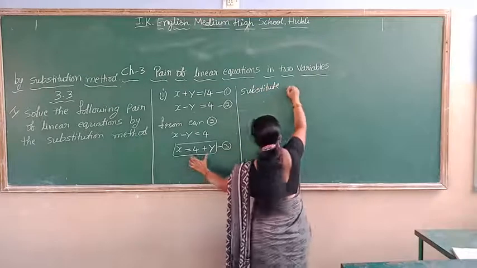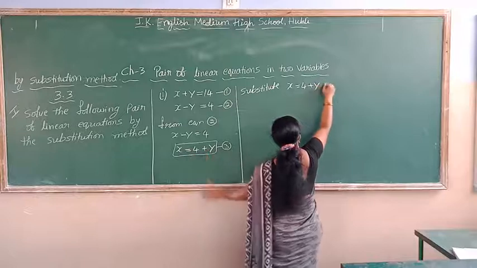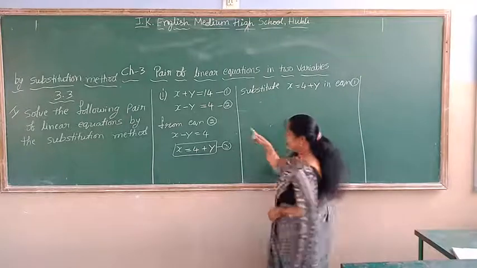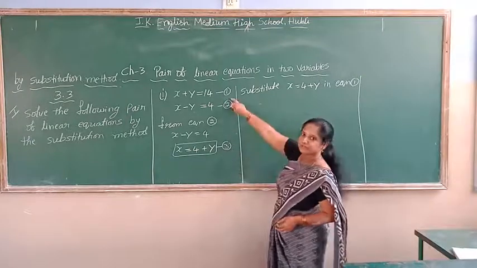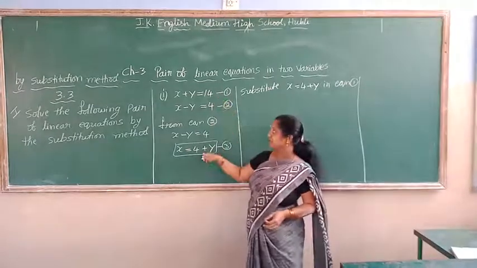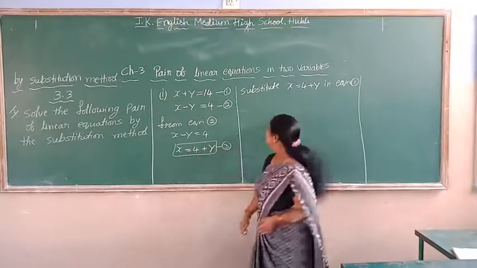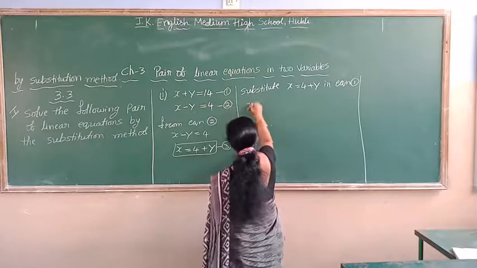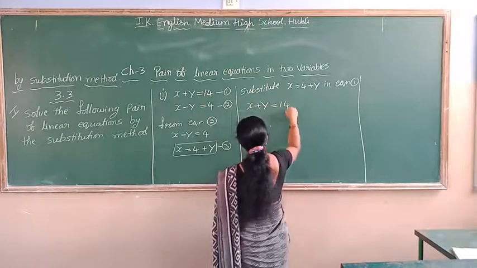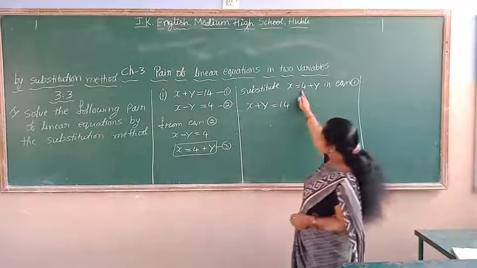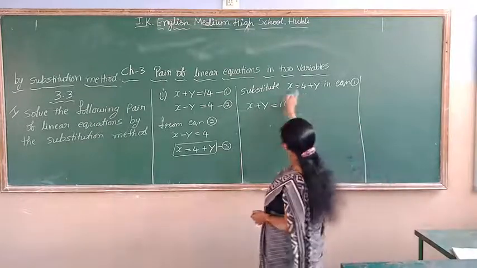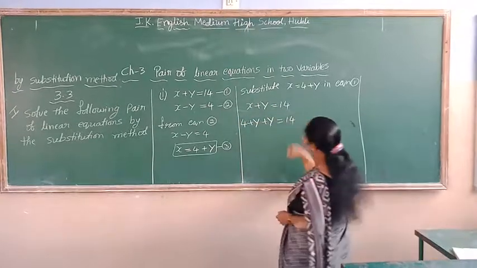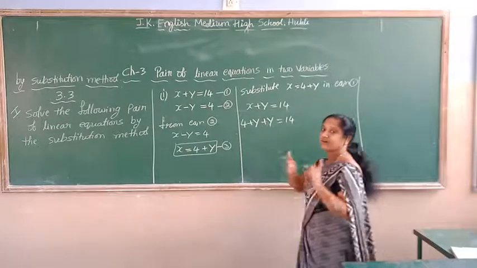Substitute x is equal to 4 plus y in equation 1. I have taken equation 2 to do it this way, so I have to substitute in equation 1. If you have taken equation 1 to do it this way, you have to substitute in equation 2, children. So now I am substituting in equation 1. Equation 1 is x plus y is equal to 14. I have to substitute x is equal to 4 plus y. So in place of x I substitute this 4 plus y, so 4 plus y plus y is equal to 14. See, now we have converted it in the form of one variable.